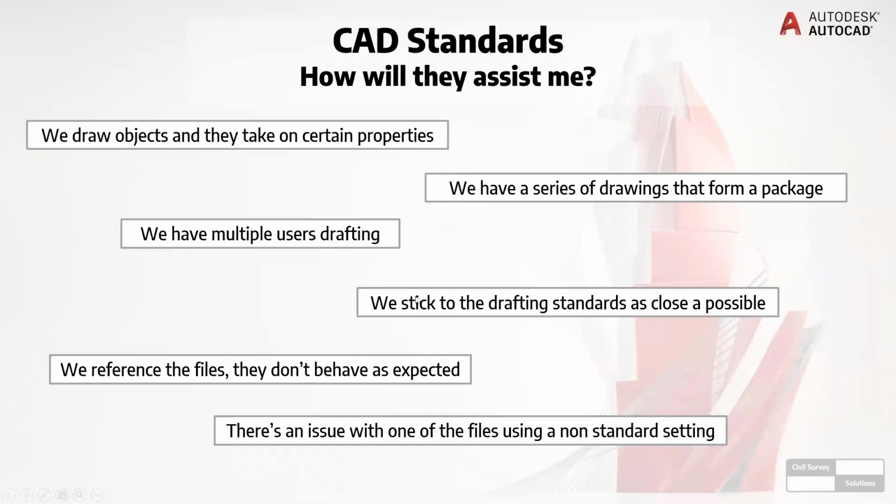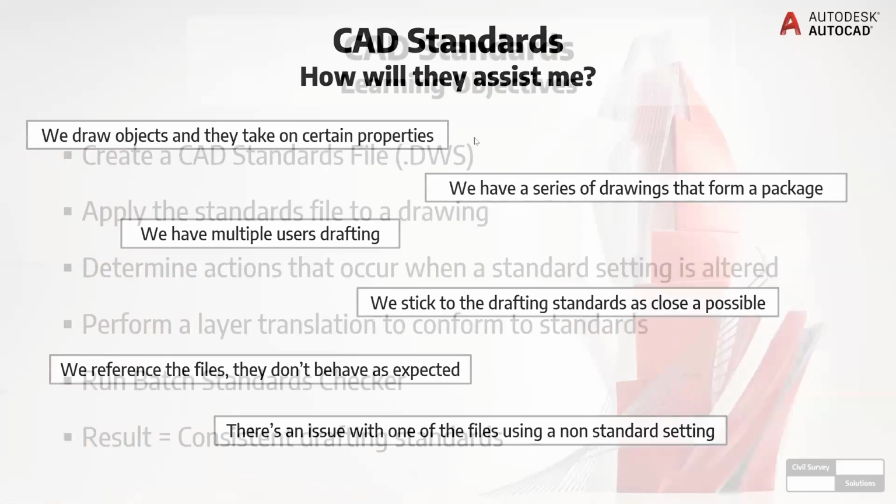So we've had a look. We've got multiple users that are drafting. We can bring it all in together. We stick to the drafting standards as close as possible, but sometimes we misspell a word. We create a layer and we've transposed the character or something like that. With the CAD standards, it can kick in and tell you that you've used an incorrect layer name. You do have the option to be able to accept that entry that you're creating, but it depends on your requirements. And we'll be looking at those requirements as we go through.